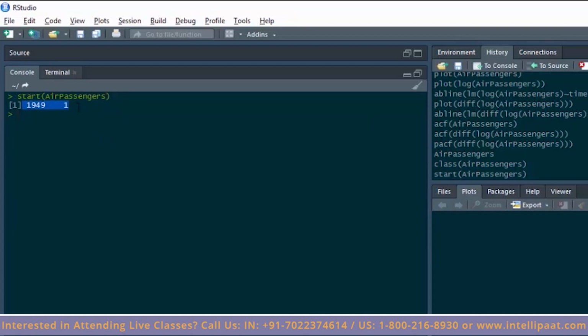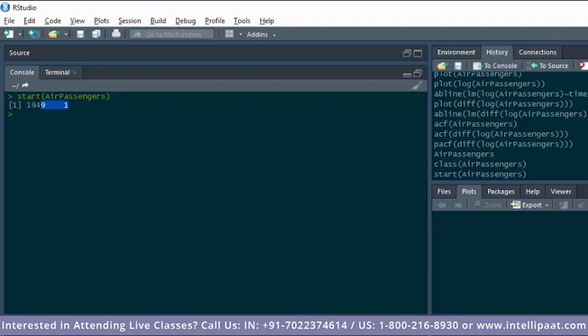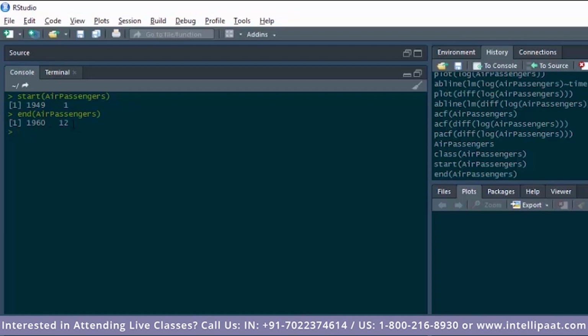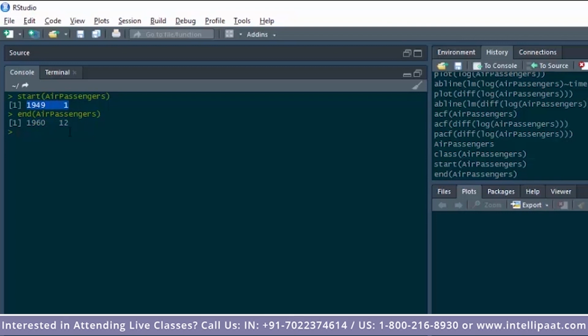So 1949, 1. So this basically is telling us that the first entry point is the first month of the year 1949. And similarly, we can use the end function to get the last entry point, which would be end of air passengers. The last entry point is the 12th month of the year 1960. So the first entry point is January 1949 and the last entry point is December 1960.